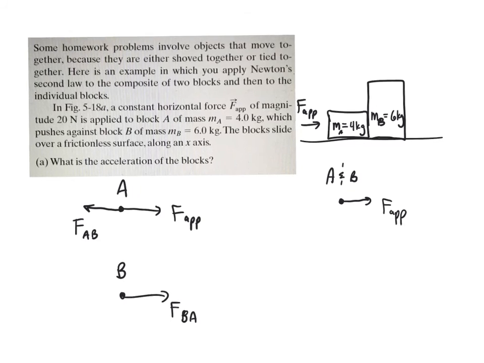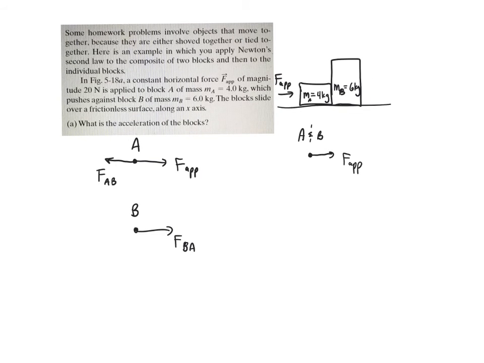So if I look at these three, I could start by saying to myself, all right, let's look at the first block. All right, so block A's equation. We've got F applied minus FAB equals the mass of block A times the acceleration of block A. This is the equation from block A's free body diagram. Then we've got block B. We know FBA pushes right, and that equals the mass of block B times its acceleration. There's the second equation.